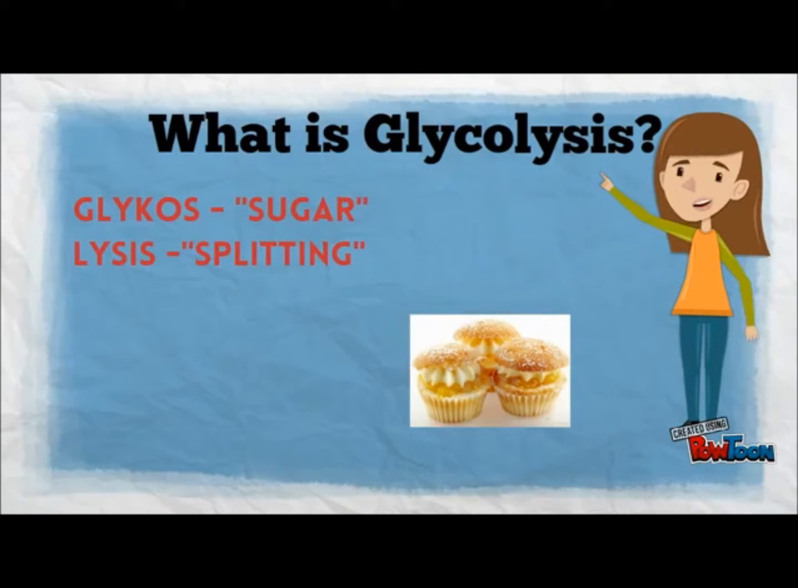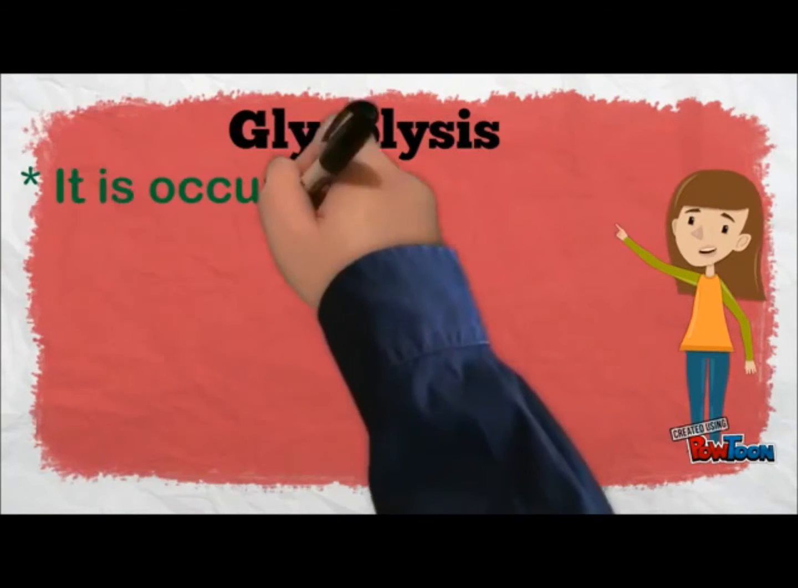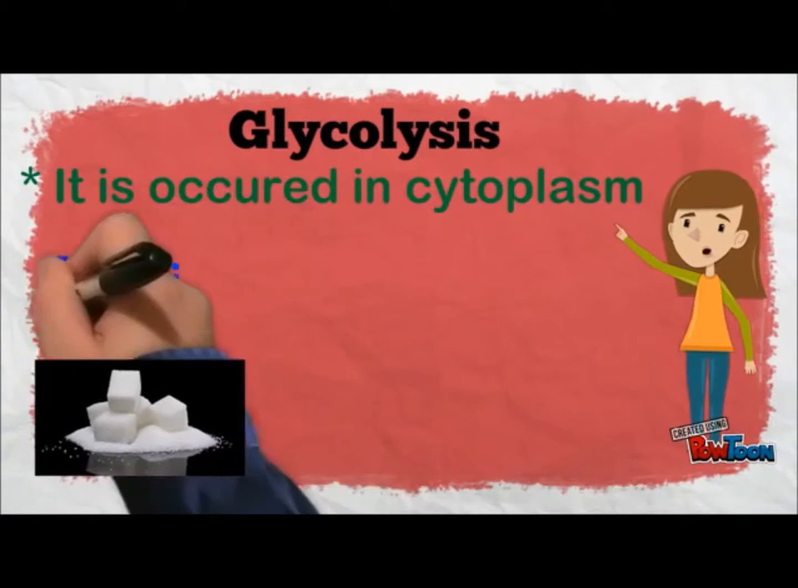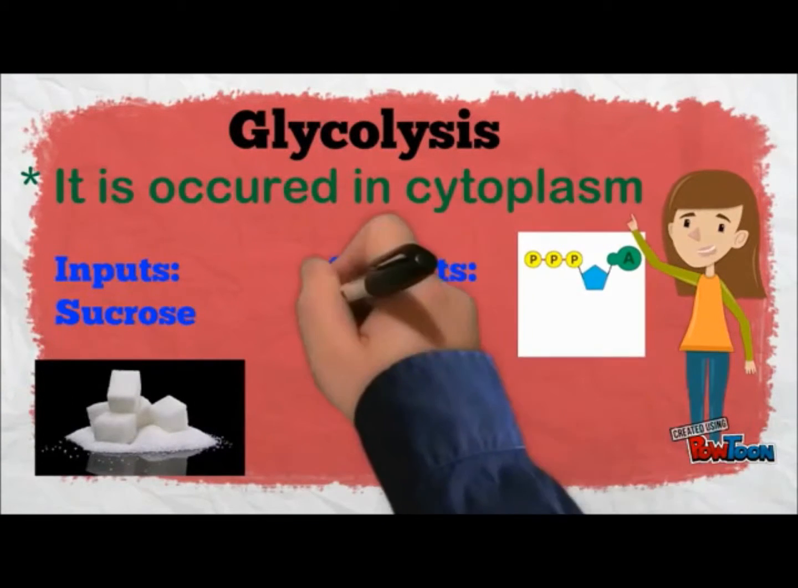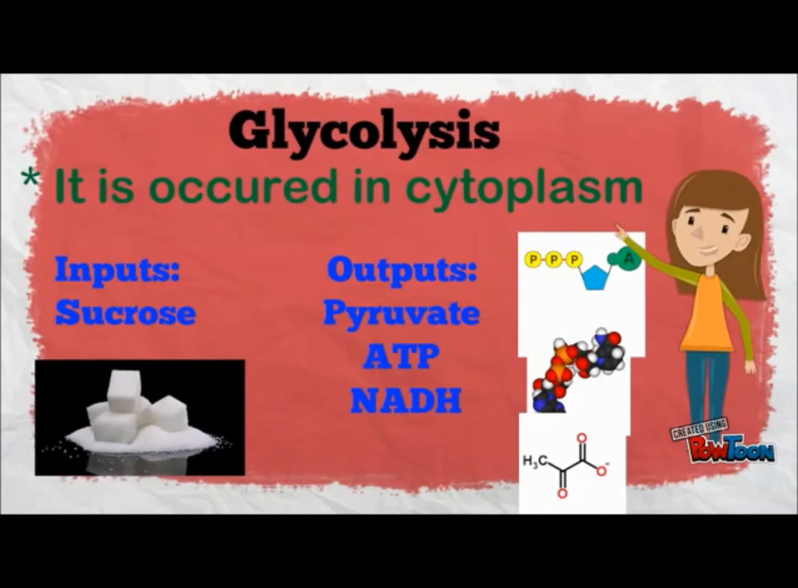Glyco means sugar. Lysis means splitting. Glycolysis involves a series of reactions carried out by a group of soluble enzymes located in both the cytosol and the plastid. Glycolysis occurs in the cytoplasm. Input is sucrose. Outputs are pyruvate, ATP, and NADH.